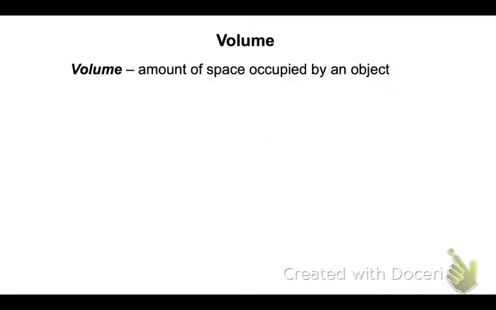Volume is defined as the amount of space occupied by an object. The SI unit is the cubic meter, and that comes from the fact that volume for a regular shaped object is length times height times width. So all of them are length units, which is meter for the SI unit. So this is why it's a cubic meter.